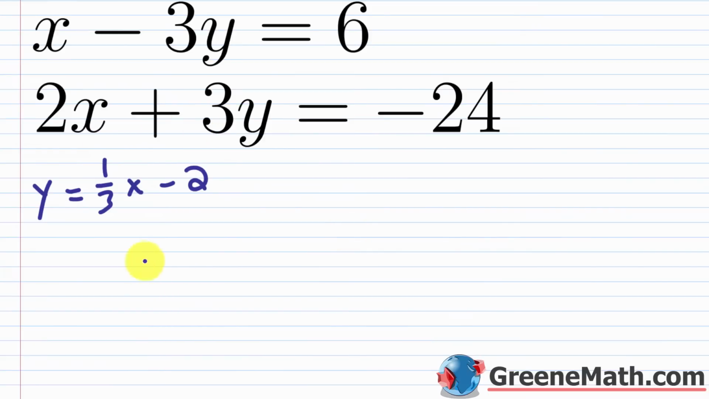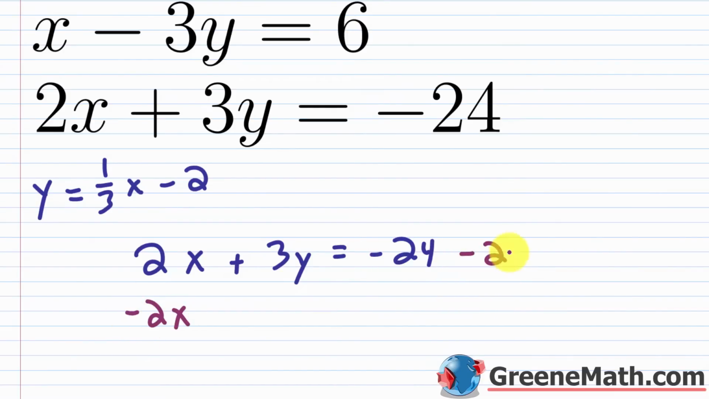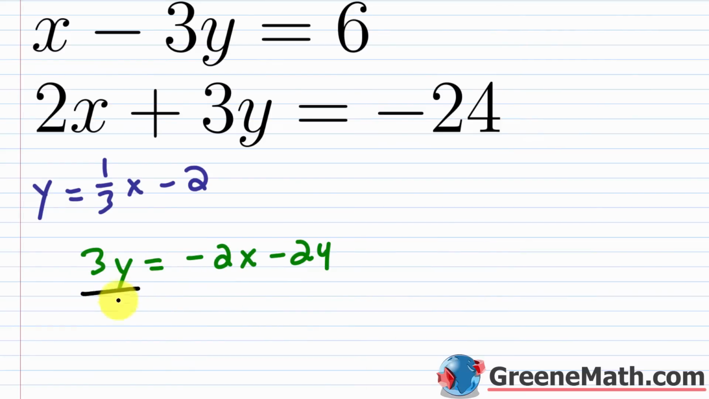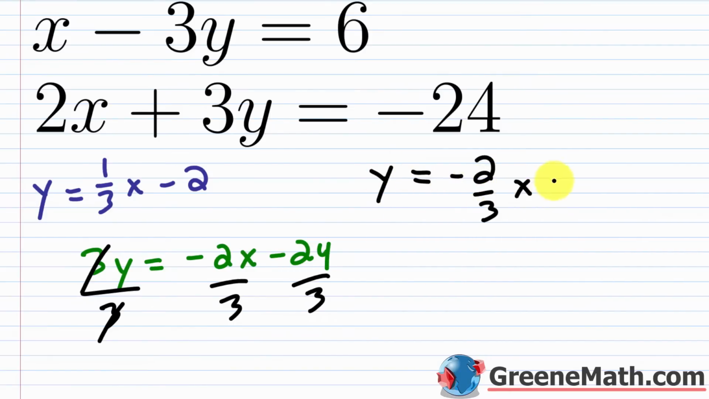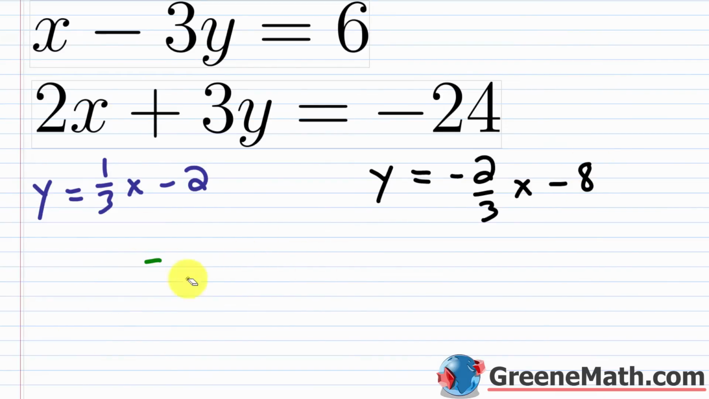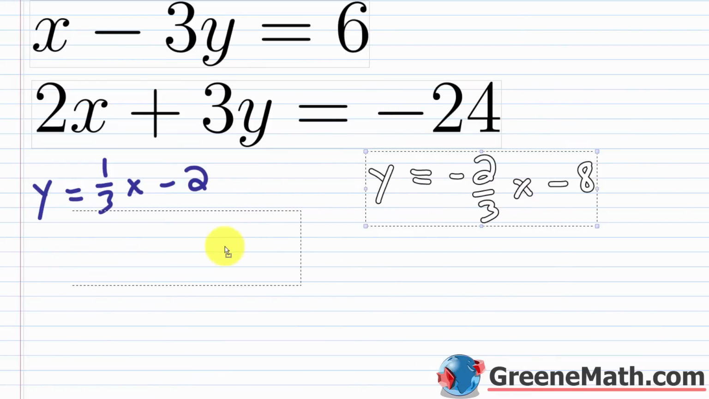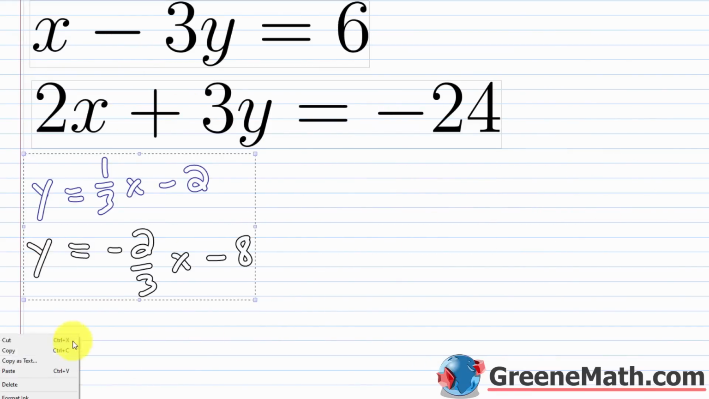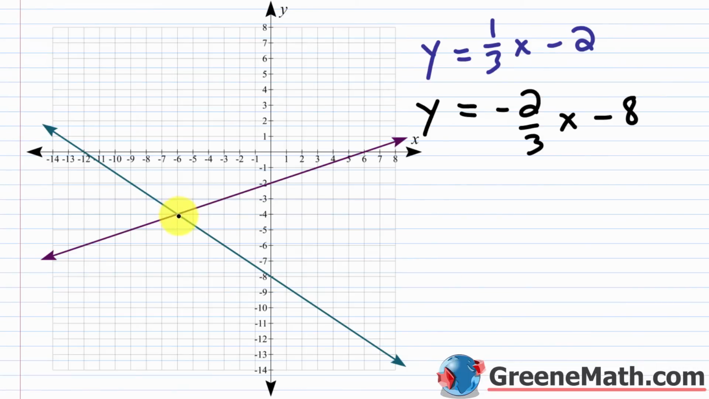And now let's work on this one. So you have 2x plus 3y is equal to negative 24. What you want to do here is subtract 2x away from each side of the equation. You're going to have 3y is equal to negative 2x minus 24. And I'm going to divide everything by 3. This would cancel. And you're going to end up with y is equal to negative 2/3 x, and then negative 24 over 3 would be negative 8, so minus 8. Okay, let me get rid of this, and let me stack these on top of each other. And I'm just going to go to the graph, although this isn't necessary. So you can see that they intersect right here.